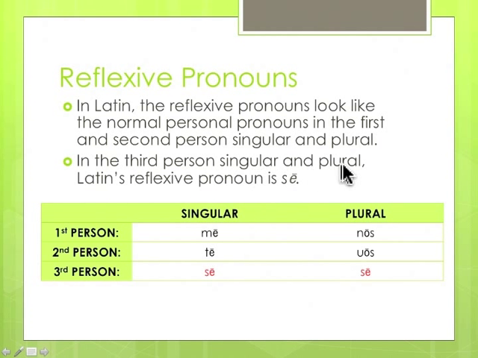In the third person singular and plural, however, Latin's reflexive pronoun is se. So Latin has one reflexive pronoun, se, which is used in the third person singular and therefore means himself, herself, and itself, and in the plural, it means themselves.